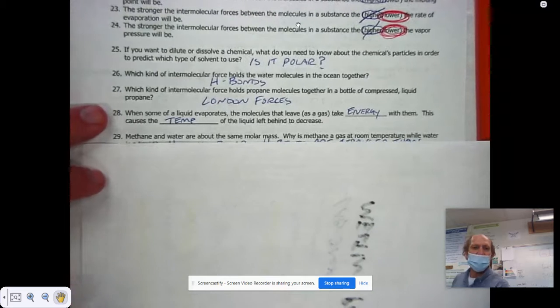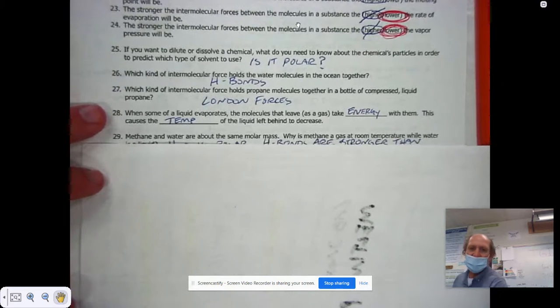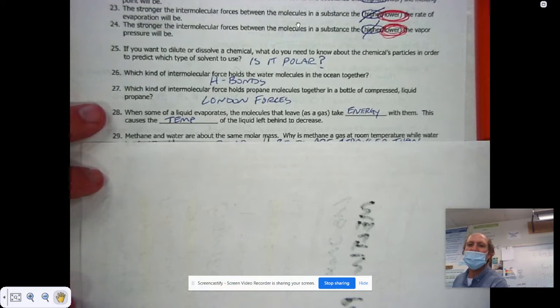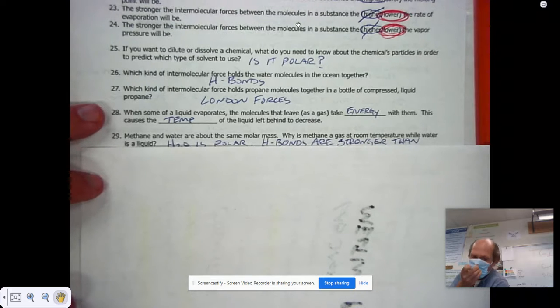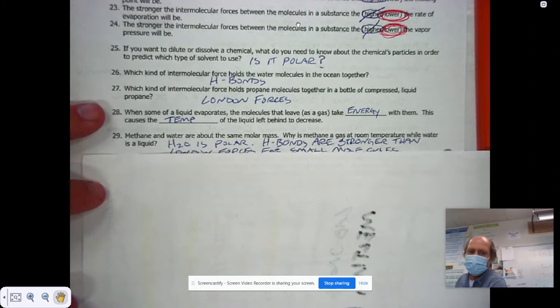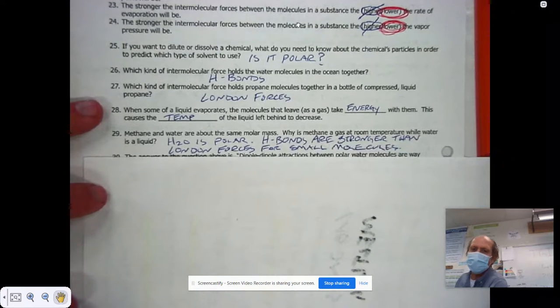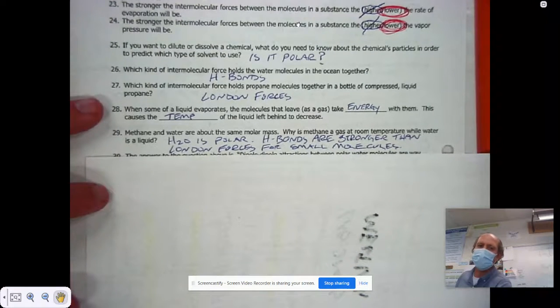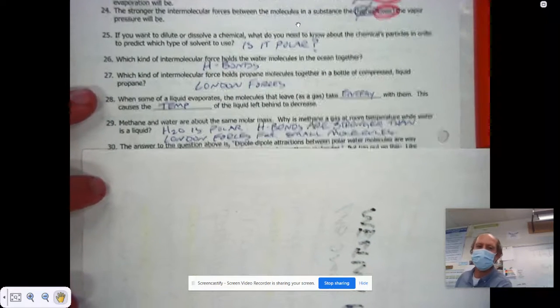Methane and water are about the same molar mass. Why is methane a gas at room temperature, but water's a liquid? It's because water's polar, and hydrogen bonds are stronger than London forces for small molecules like methane and water. Those are small molecules.